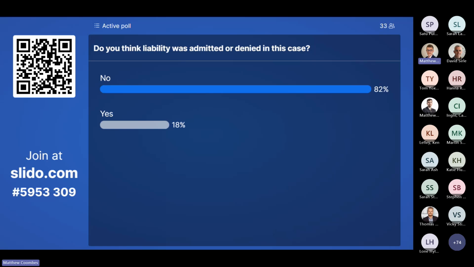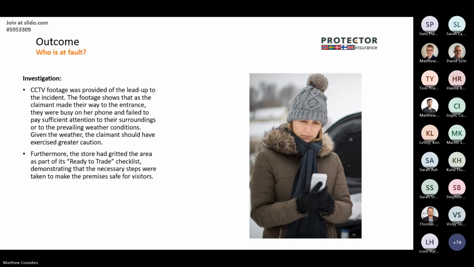Okay, we'll move on, shall we? So liability was denied in this case. The investigation that was undertaken, CCTV footage was provided of the lead up to the incident, and the footage shows that the claimant made their way to the entrance. They were busy on their phone and failed to pay significant attention to the surroundings or the prevailing weather conditions. Given the weather, the claimant should have exercised greater caution.